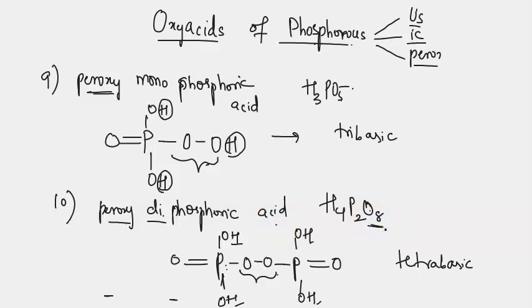So this is about the various oxyacids of phosphorus, which can be studied under the names Us series, Ic series and peroxy series. There are 10 oxyacids of phosphorus.